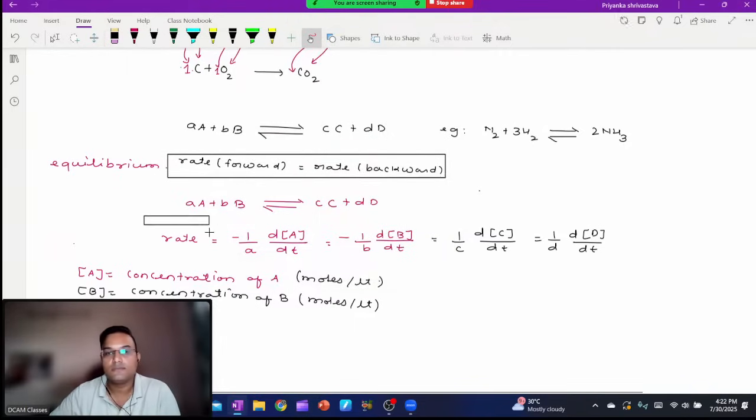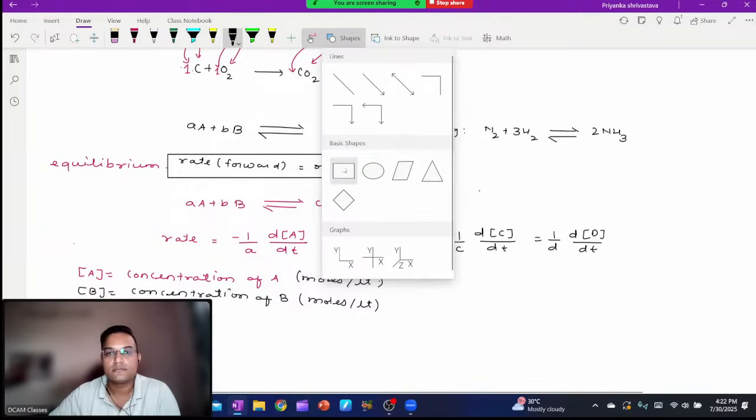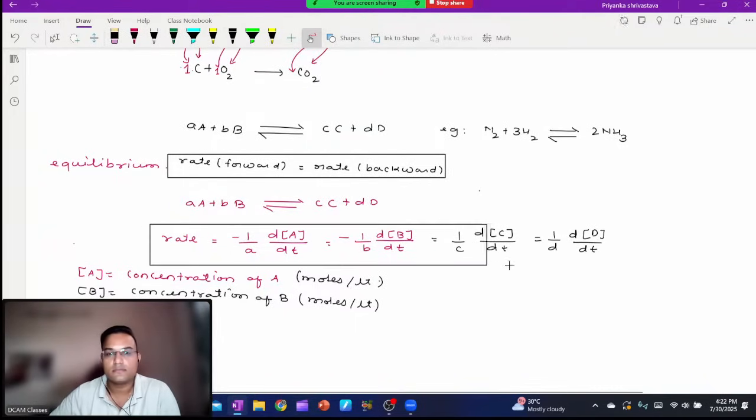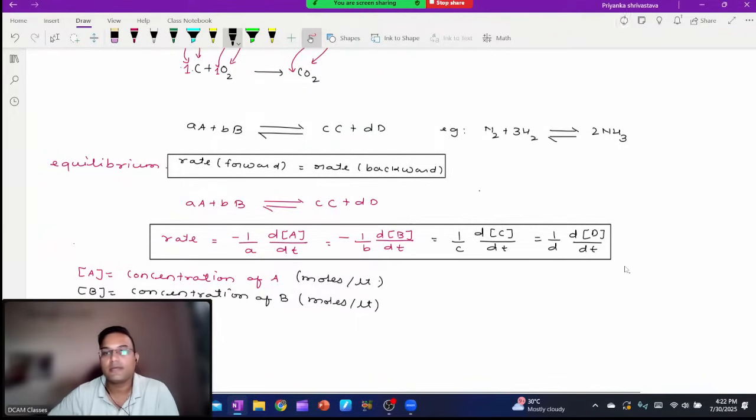Yes, sir. How do we calculate the rate in a particular reaction? Can you give one example of using this formula? Yeah, I'll give you that.